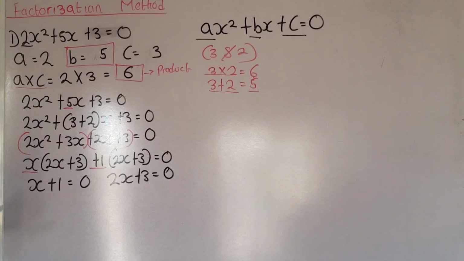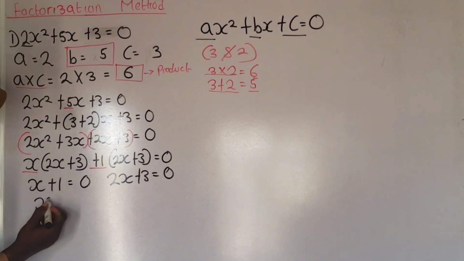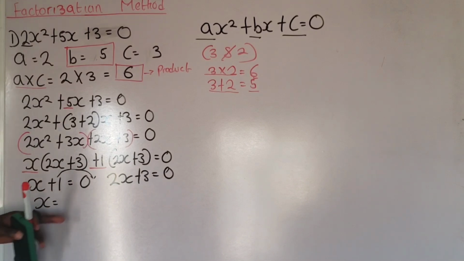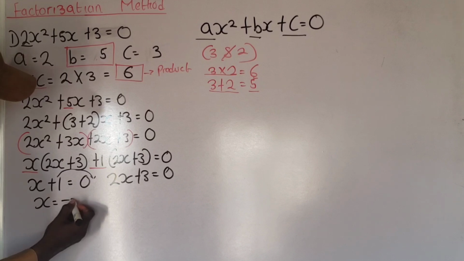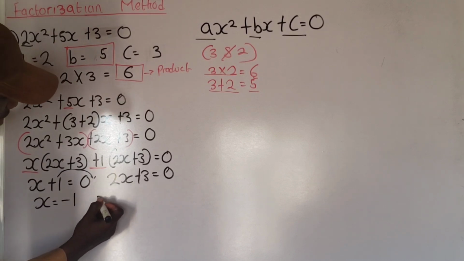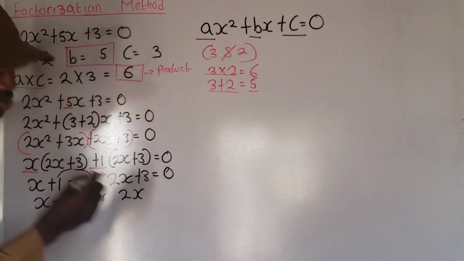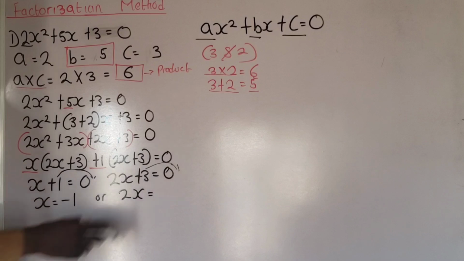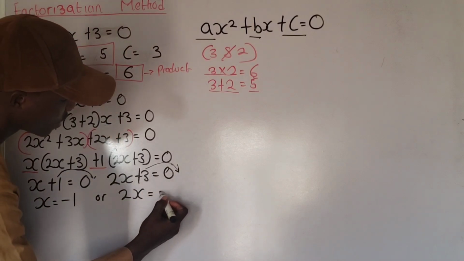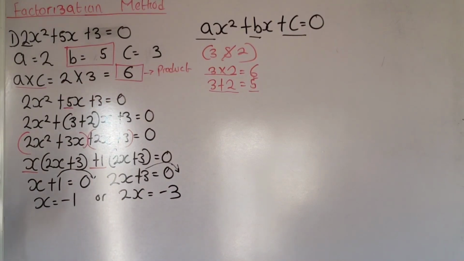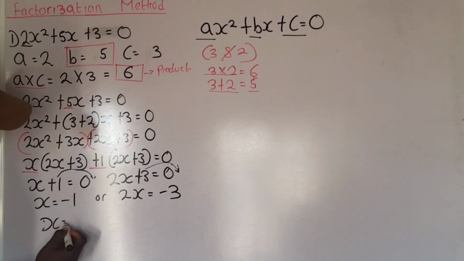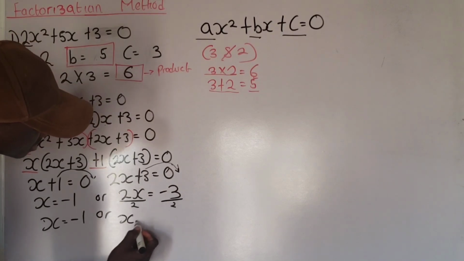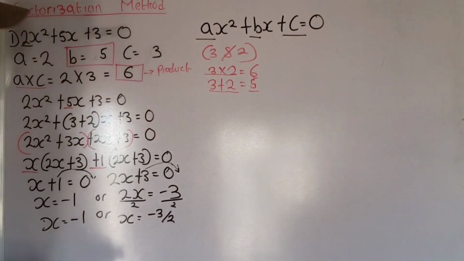Now we can easily determine the value of x. X equals, if this positive 1 gets to the other side of this equation, it is going to change to negative. So I'm going to have x equals negative 1. Okay, let's do step by step. 2x equals, if this positive 3 crosses the equals sign, it's going to change to what? Negative. So I'm going to have 2x equals negative 3. Don't forget, we are asked to determine the value of x. So x equals negative 1, or divide both sides by 2, x equals what? Negative 3 over 2. Do you understand?